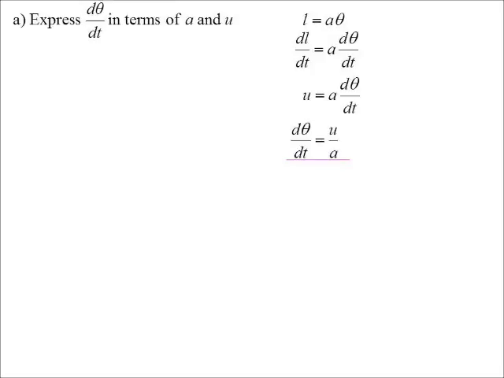dL/dt, they told me it was travelling at a velocity of u. So I subbed that in. And then it's just rearranging that, making d theta/dt the subject. And there we go, we've got our expression, u over a. So the first part, not too bad. Bit of a gift mark to start the question off. Before we got to this bit.